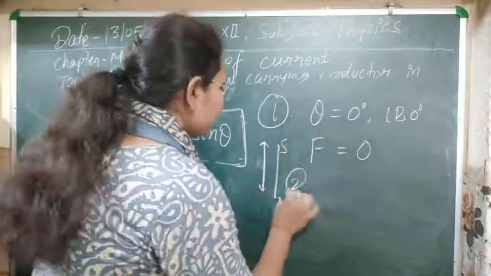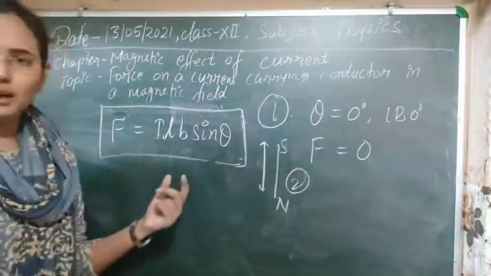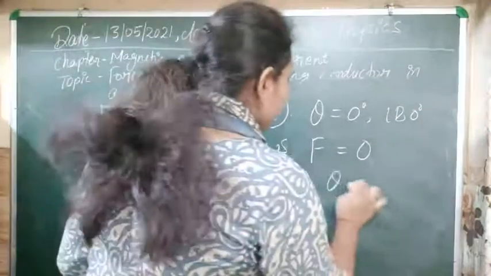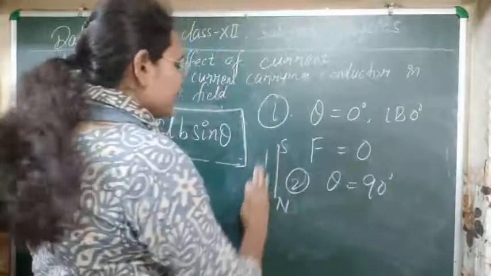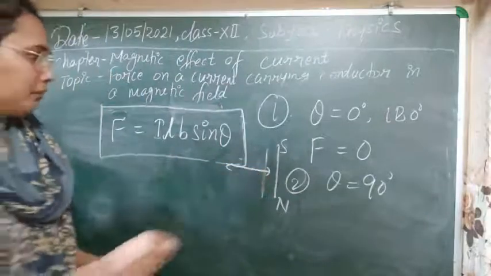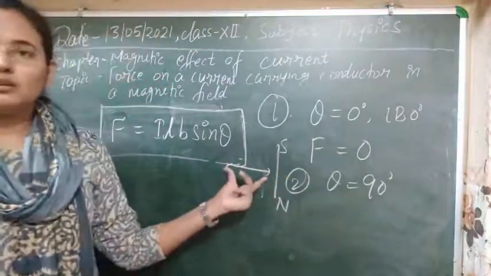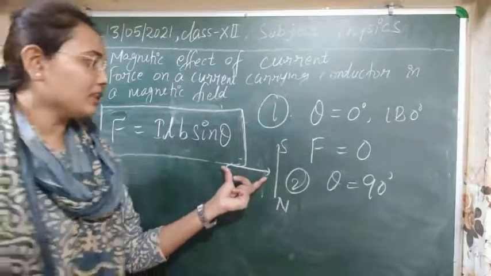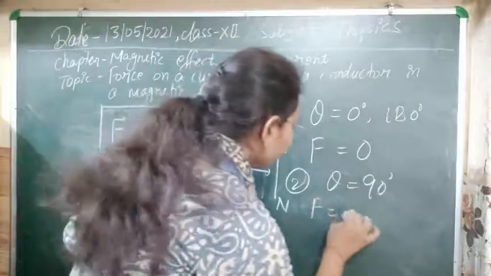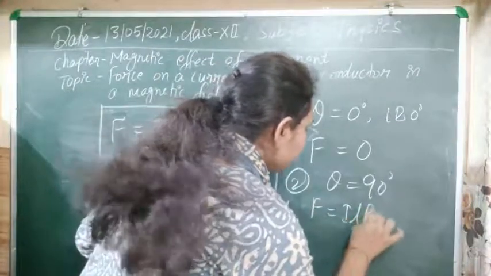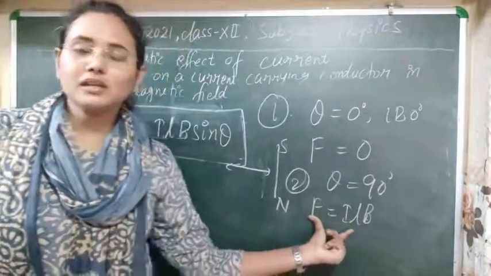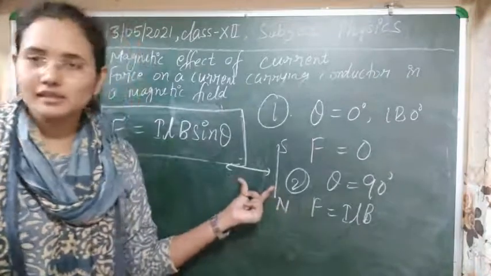Second case, if we are putting the current carrying conductor perpendicular to the magnetic field, meaning theta is 90 here. So this is our conductor, and we have kept it at a 90-degree angle to the magnetic field. For this particular case, sin 90 will be 1, and F will be equal to ILB. So this is the maximum force that is experienced whenever we put it at this angle.